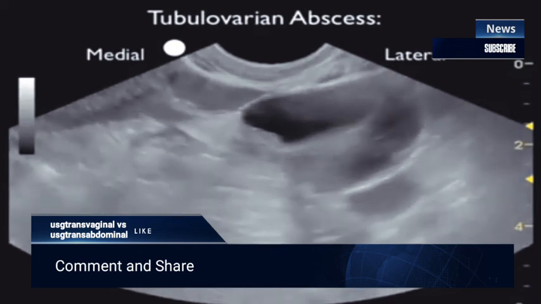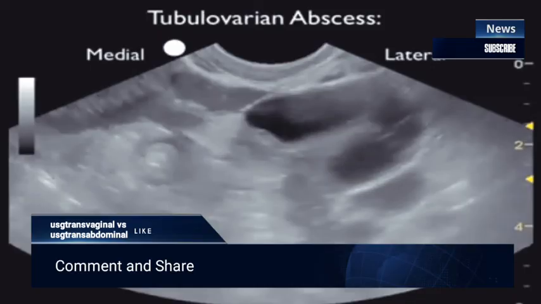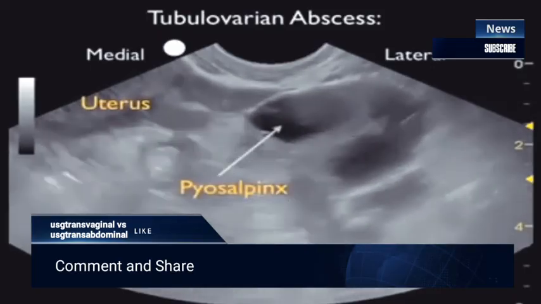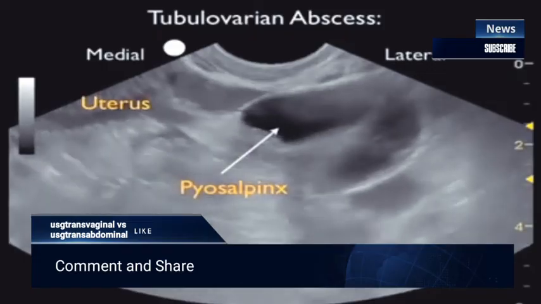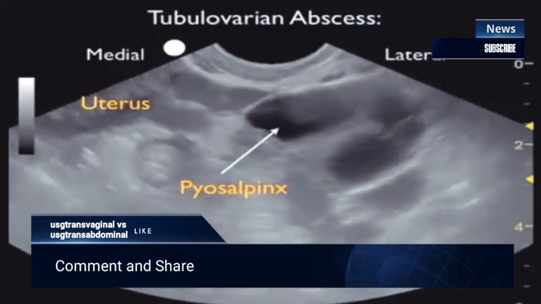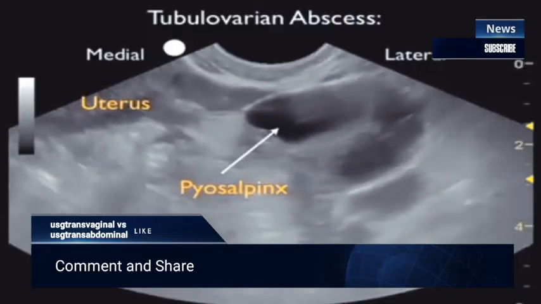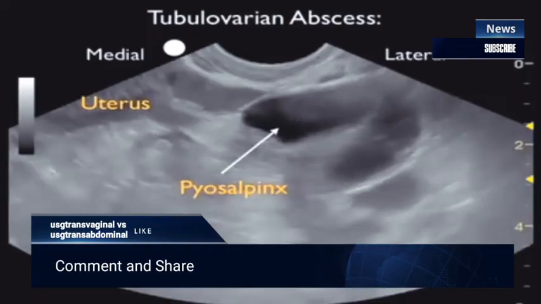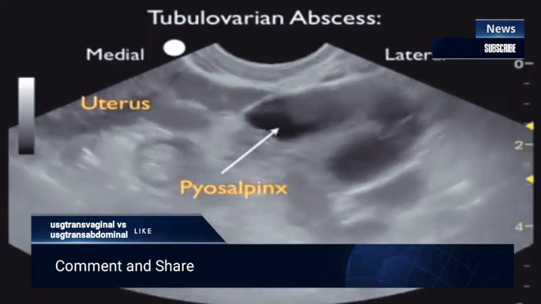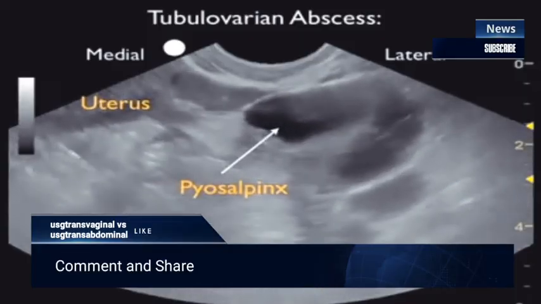Now, another condition which can fill the tube with fluid is a tubo-ovarian abscess. And what can happen is that as the patient develops a bad infection within the pelvis, the tube can fill up with pus, and again, fluid is going to appear dark or hypoechoic on bedside ultrasound. Here we see the classic appearance of a fluid-filled tube, or a pyosalpinx, a tube filled with pus, in a patient who unfortunately had a tubo-ovarian abscess as a complication of pelvic inflammatory disease.